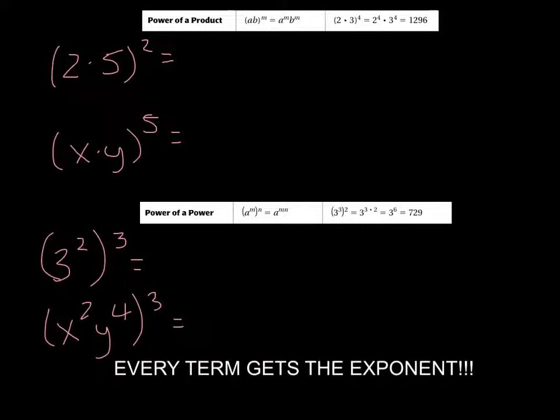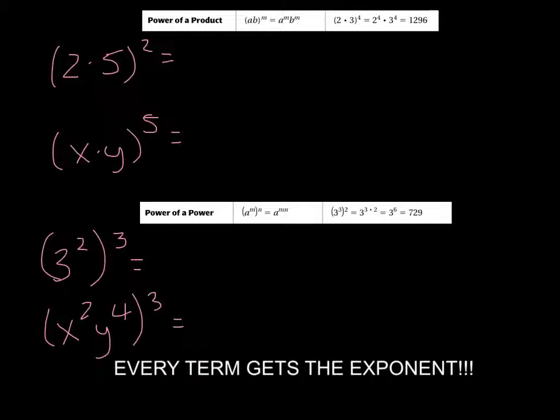However, when we get to variable expressions like this, we can't actually combine what's in the parentheses. So for the examples here, applying the power of a product property, we have 2 times 5 raised to the 2nd power.